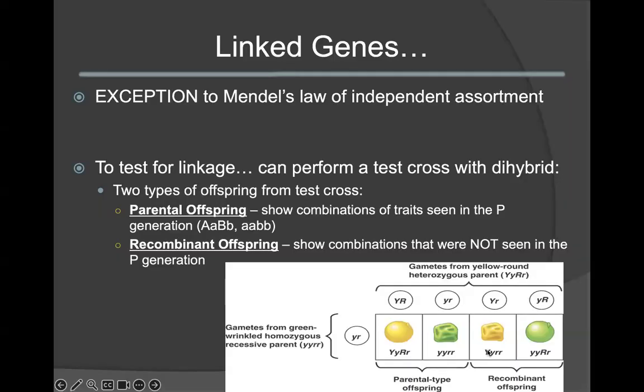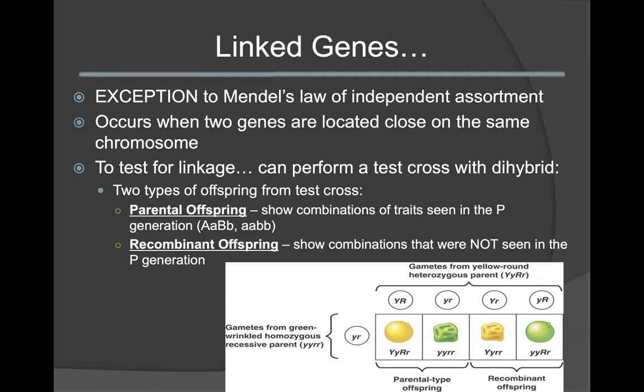We are now going to take a look at another scenario that is an exception to the rule. In this instance, we will take a look at genes that are located together on the same chromosome. Because they are located on the same chromosome, they then violate Mendel's law of independent assortment.